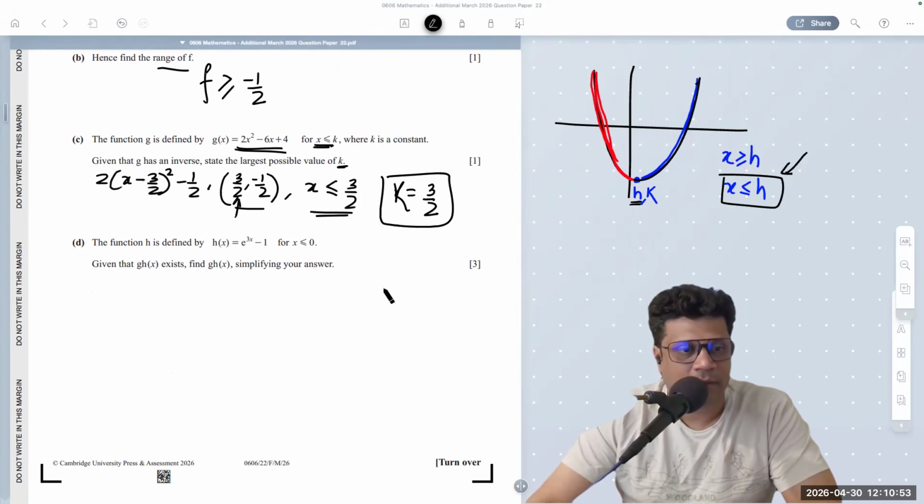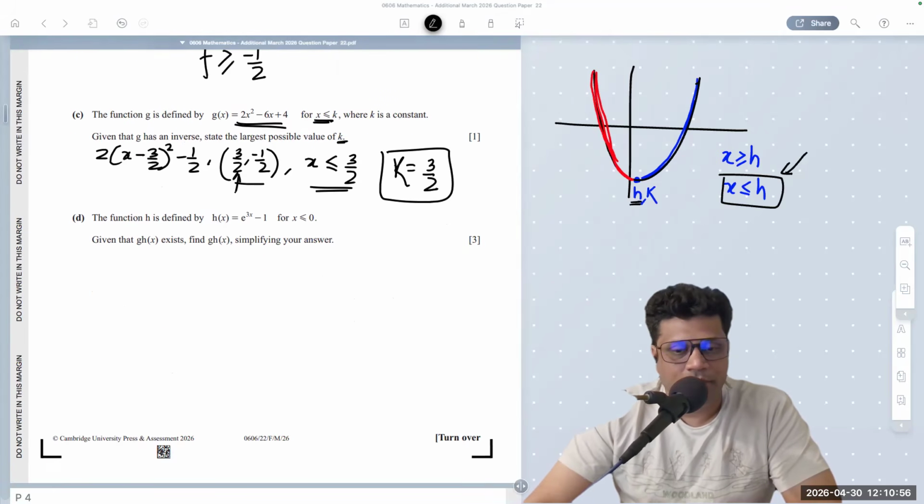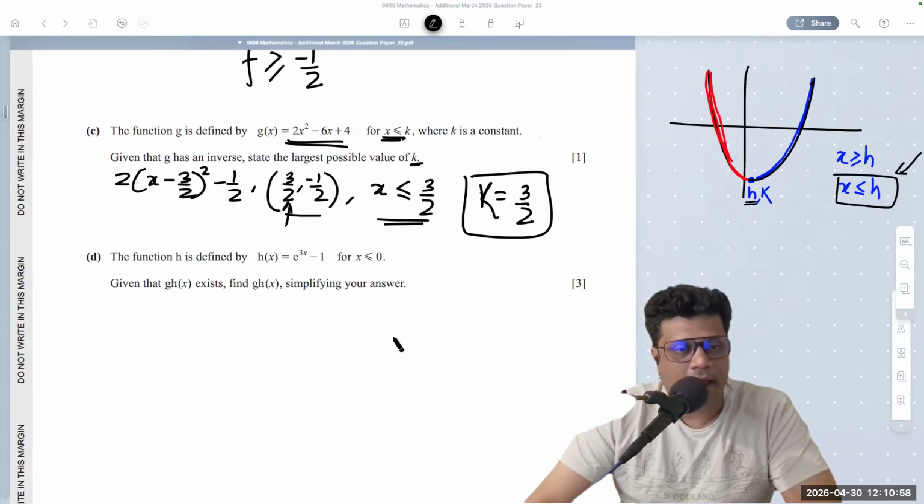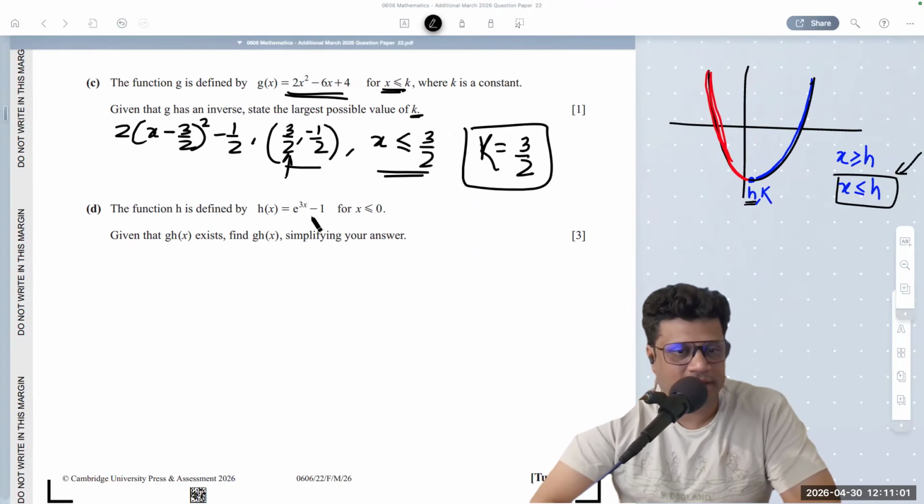Now let's look at this one. A function h(x) is e to the power of 3x minus 1.